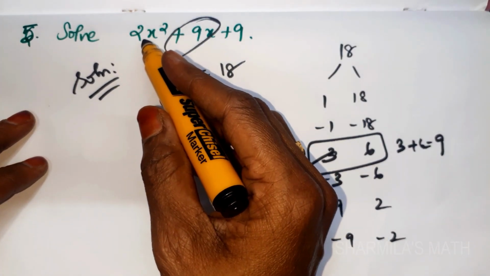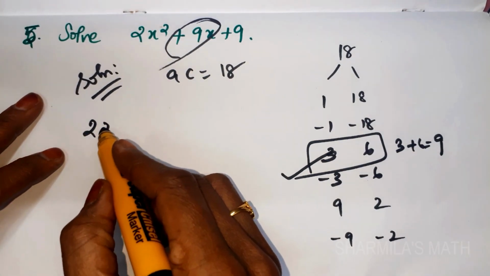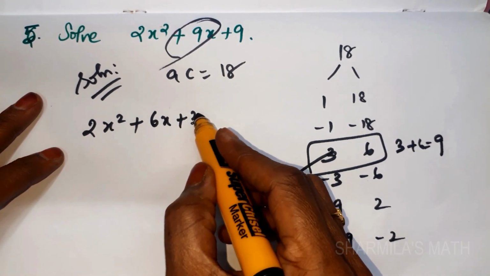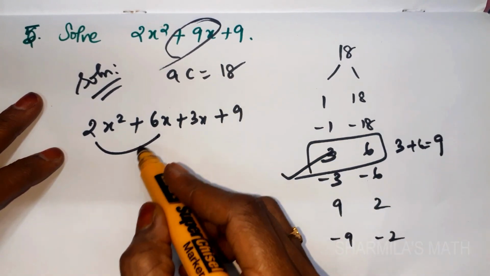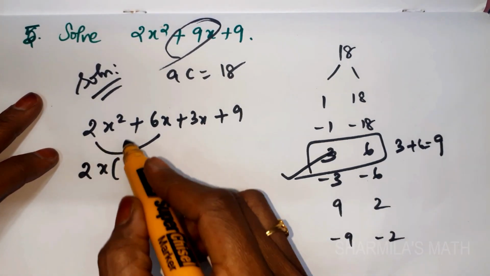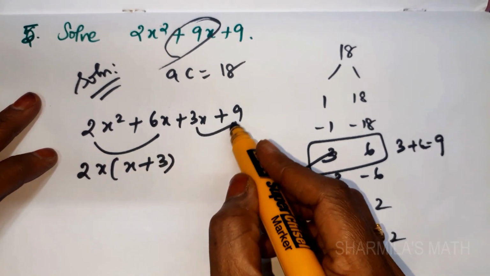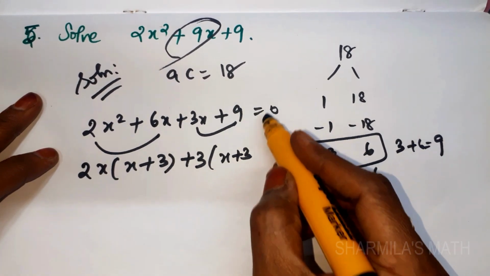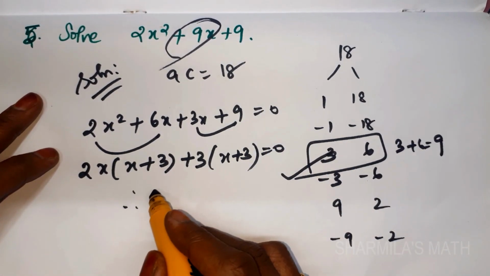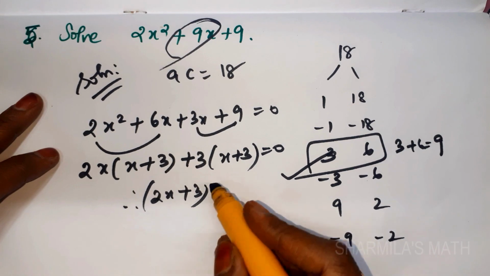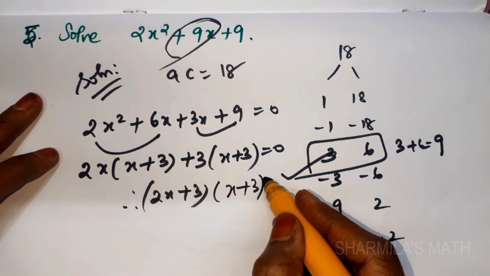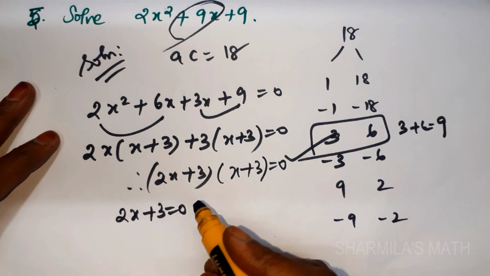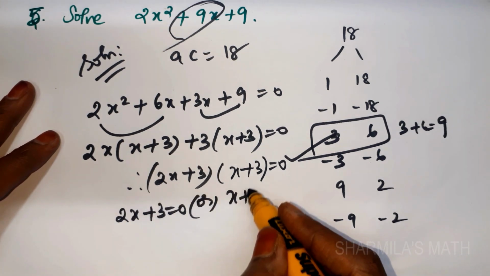Since the coefficient of x squared is not equal to 1, we have to split the terms. 2x squared plus 9x can be written as 6x plus 3x plus 9. From these two terms, I can take 2x outside. So after that, x plus 3. From these two terms, I can take 3 outside. After that, x plus 3 equal to 0. Therefore, 2x plus 3 into x plus 3 equal to 0. So 2x plus 3 equal to 0 or x plus 3 equal to 0.